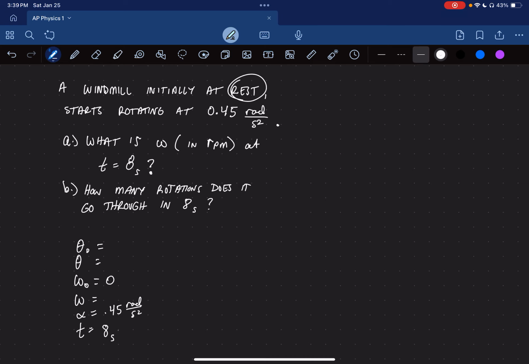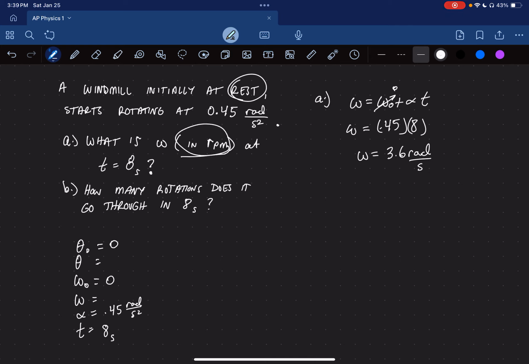Well, they gave us another number. And this one, we just make zero at its starting position. So let's find omega. I think the first equation is perfect for this. We'll put zero here. This is 0.45 times 8. So omega equals 3.6 radians per second.